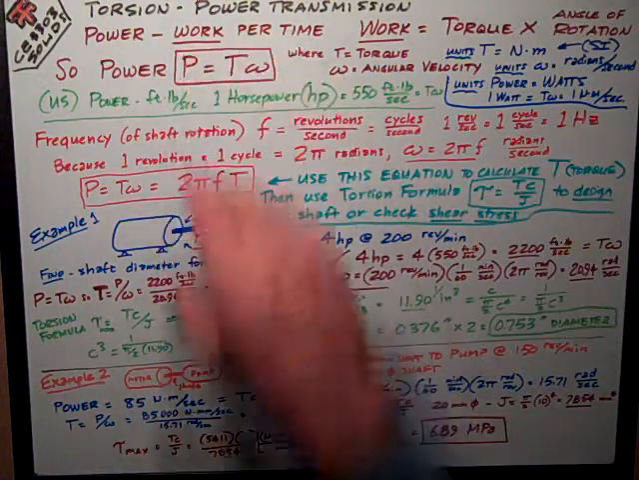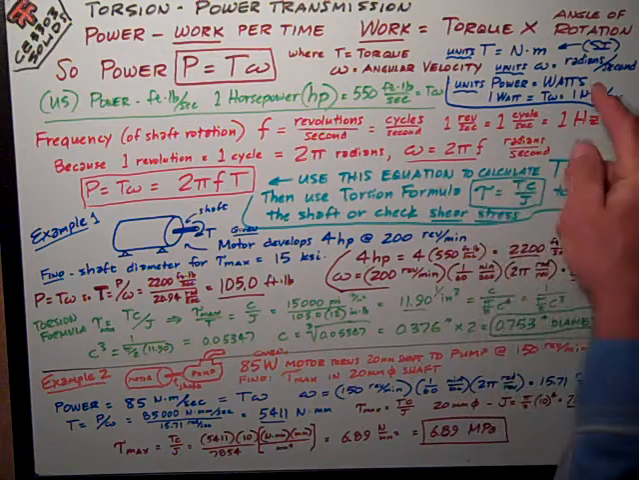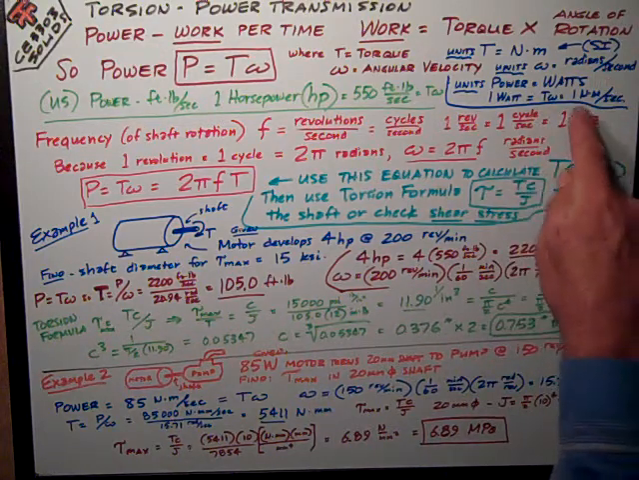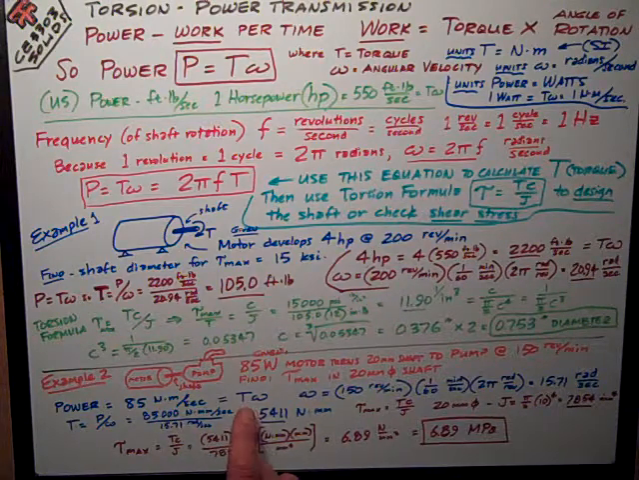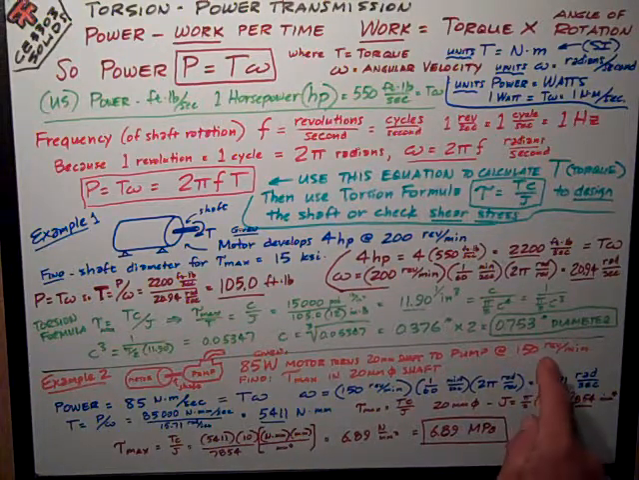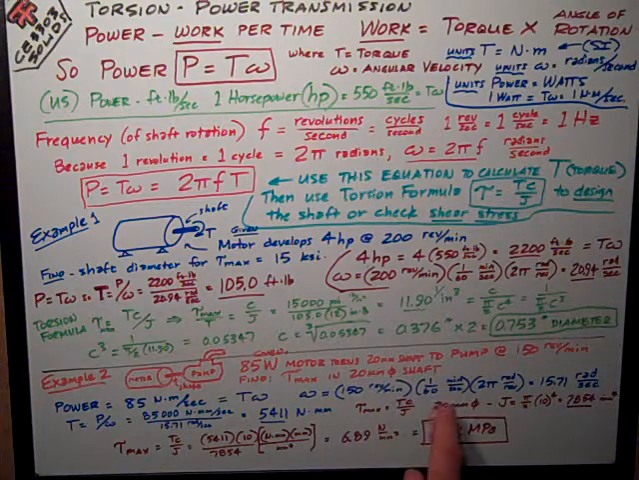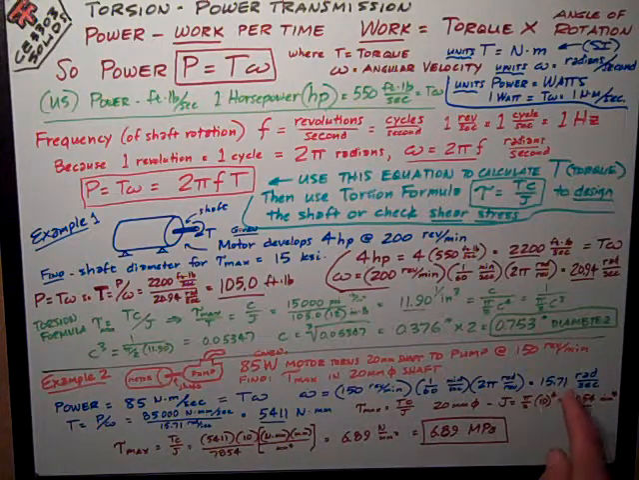So go back up to my power equations. I know I have 85 Newton meters per second is my power, 85 watts. Up here, power is in the units of 1 Newton meter per second. So that's equal to torque times angular velocity. My angular velocity, I just need to convert this 150 revolutions per minute, sort of like I did up here, into radians per second. 150 divided by 60 times 2 pi is 15.71 radians per second.